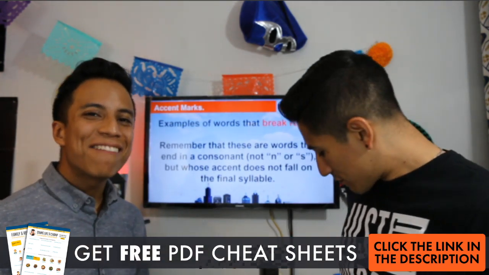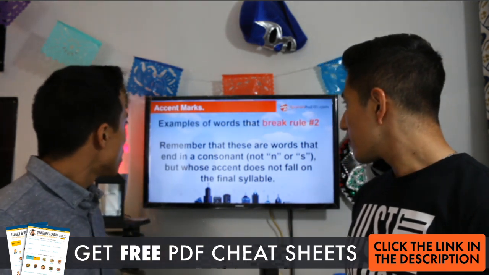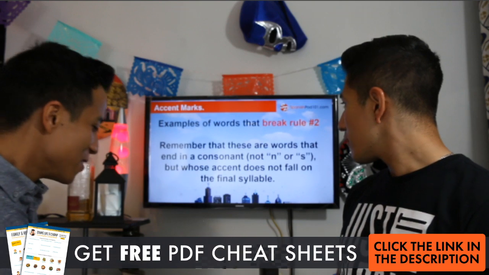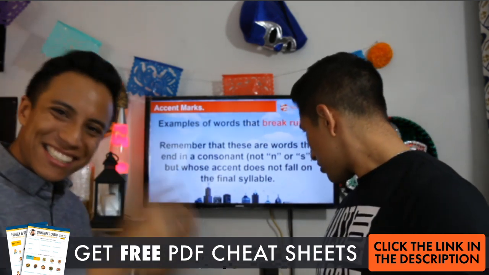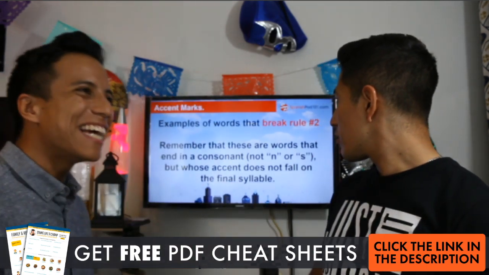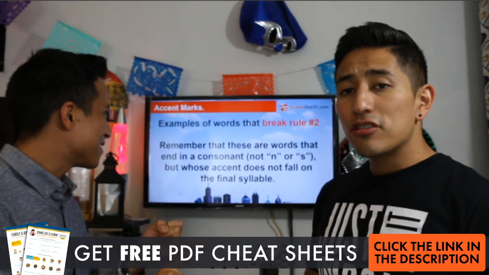Okay, so now we have examples of words that break rule number 2. Remember that these words end in a consonant which is not N or S.